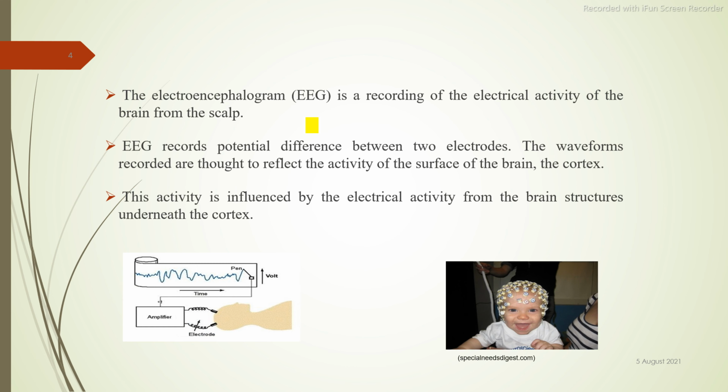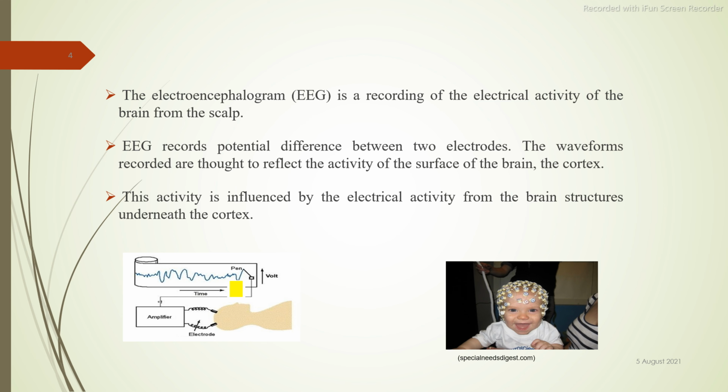Now coming to the EEG. The full form of EEG is electroencephalogram, which is a recording, a signal captured by a machine, or we can call it a recording of the electrical activity of the brain from the scalp. EEG records the potential difference between two electrodes.